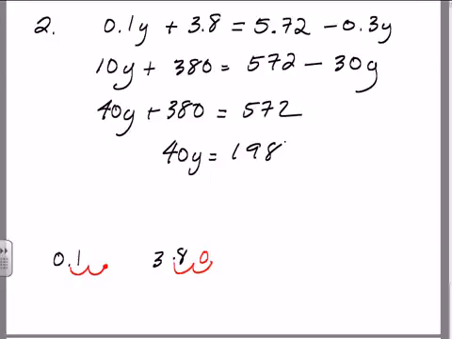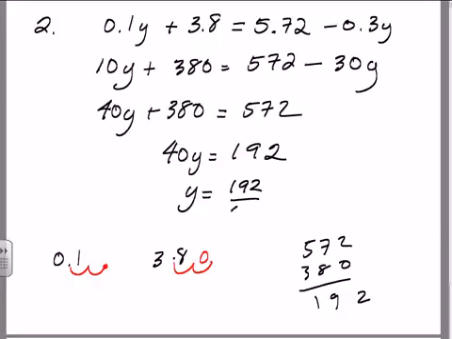Did I do that right? I mean 192. Let me check that. 572 minus 380, yep, 192. Divide both sides by 40. Y equals 192 divided by 40.